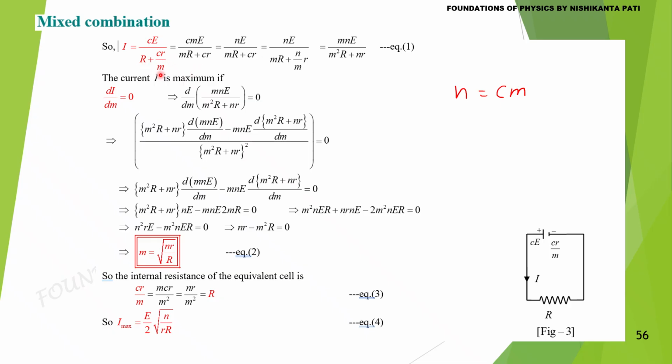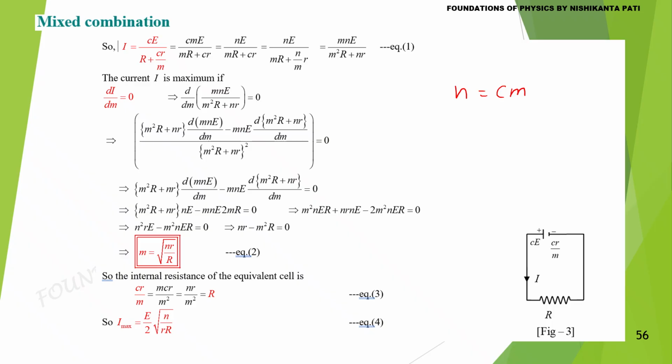So having the LCM, then MC is N, and rearranging we get I. This I depends on M. M is the number of rows. C is the number of columns. This I depends on M.